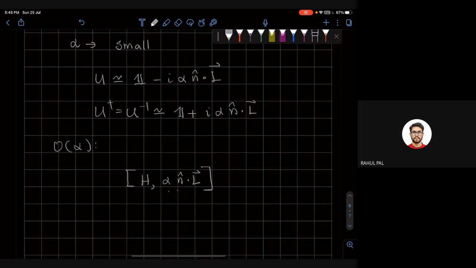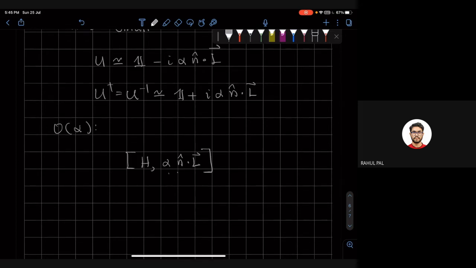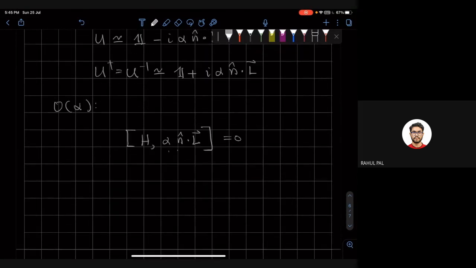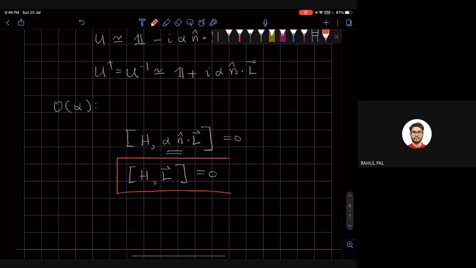But n, alpha, all of these things were arbitrary. So this commutator is equal to 0. That's what this equation will become. But alpha and n, the n direction was arbitrary. Alpha was an arbitrary small angle. So for this to be true, H will have to commute with all the components of L. So a rotationally invariant system must satisfy this relationship. This is what we were trying to get at.